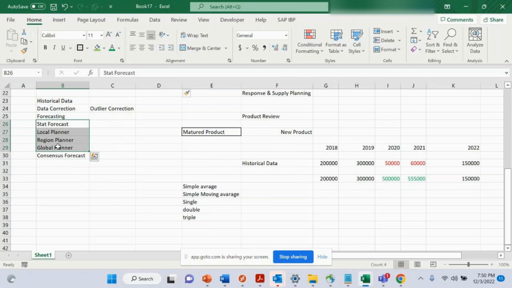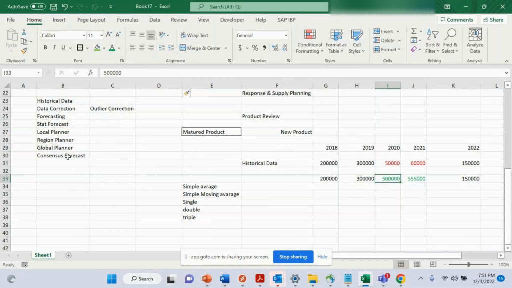Because we can check that in 2018 and 2019, our business is doing 2 lakh and 3 lakh in sales, but suddenly in 2020 my planner is submitting 5 lakh, which is irrelevant, I can say. So as a global planner, I will contact my respective stat planner, local and region planners, and edit the number before submitting it as the final forecast or the consensus forecast. The same kind of review will happen with the supply planner as well.